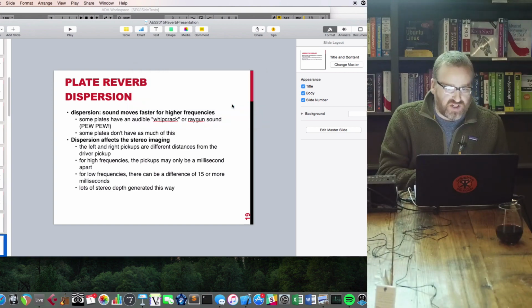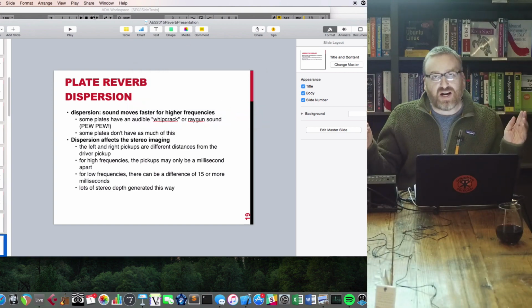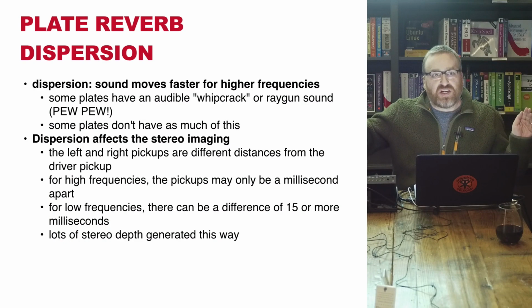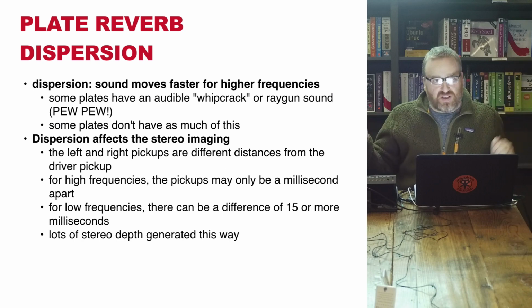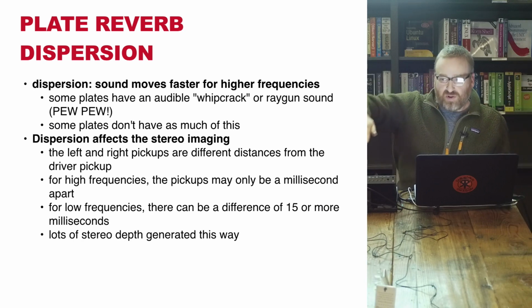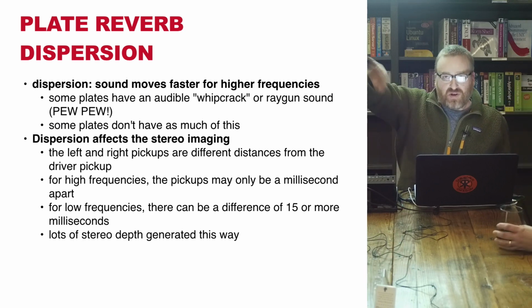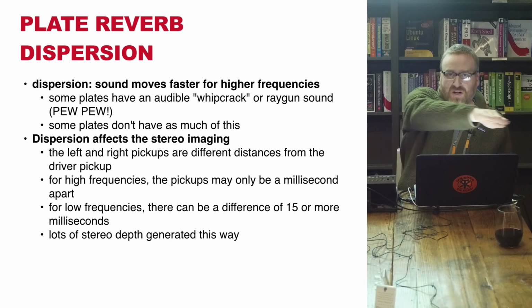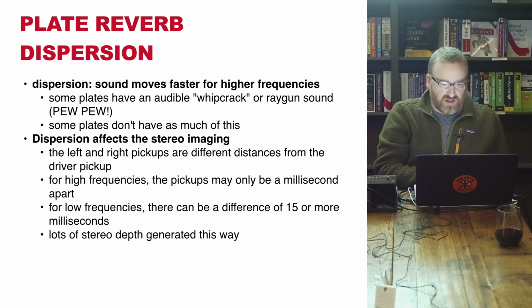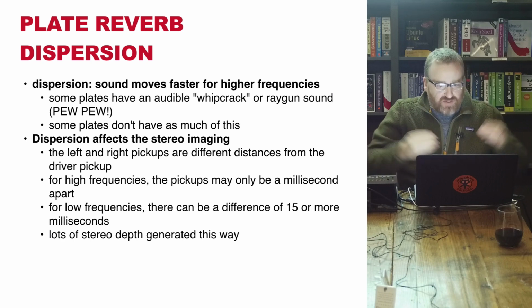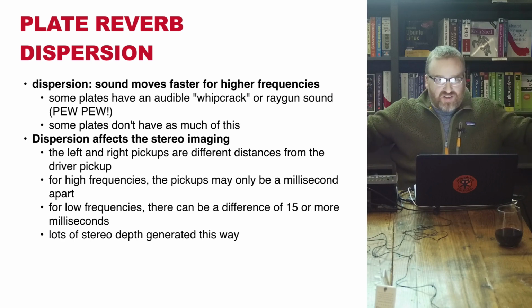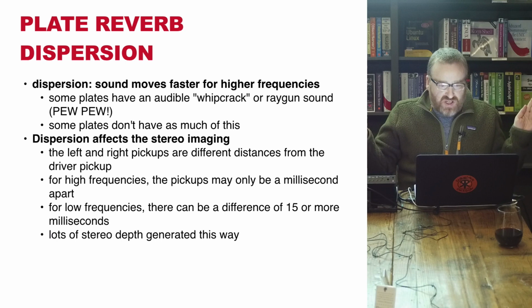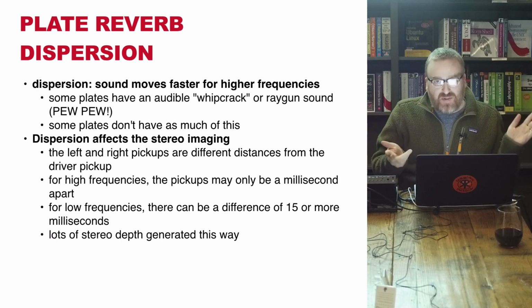And what's cool is that what causes that is that higher frequencies get less delay than lower frequencies. So you get this sort of natural curve. If you look at the frequencies, the lower frequencies have a lot of group delay, and it goes down to very short for the high frequencies. And what's nice is that because you've got the left and right pickups at different distances, they have different delays at different frequencies. So the high frequencies for left and right in a plate might be a millisecond apart.